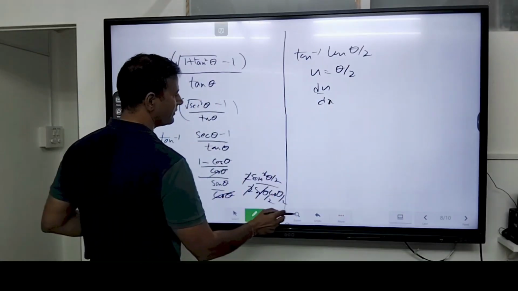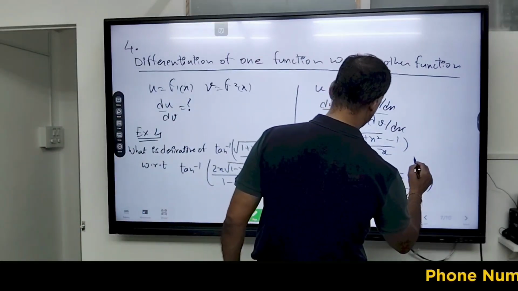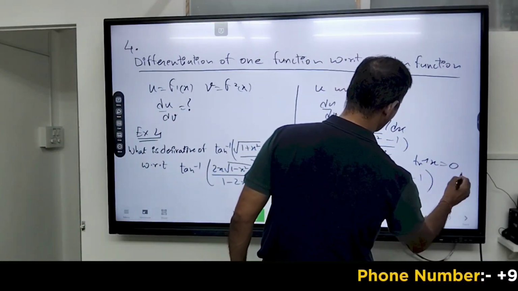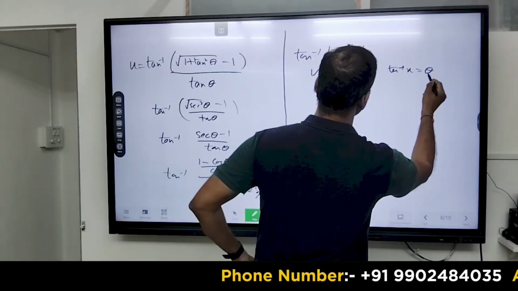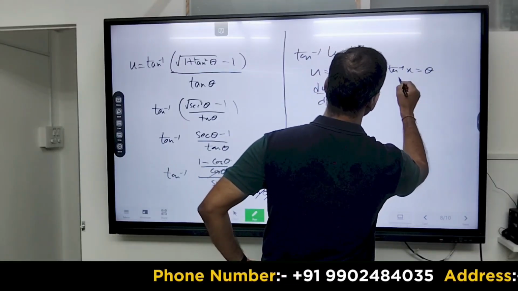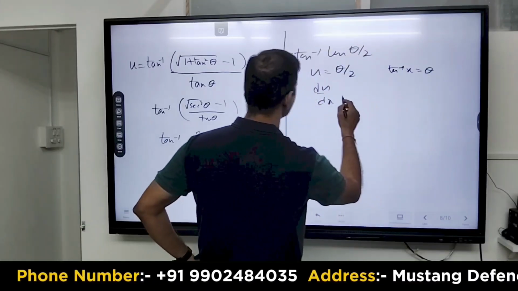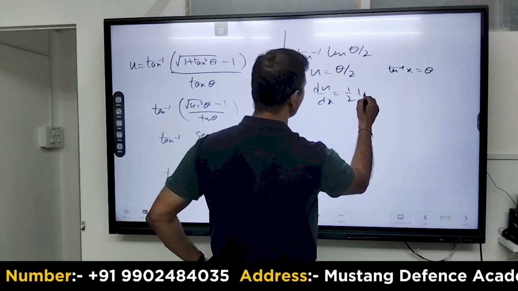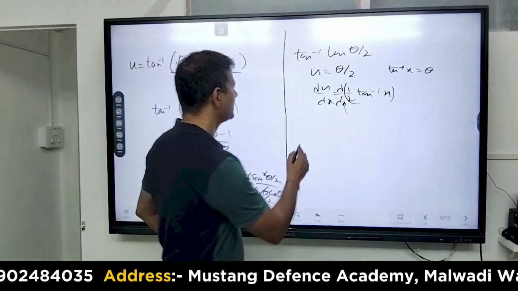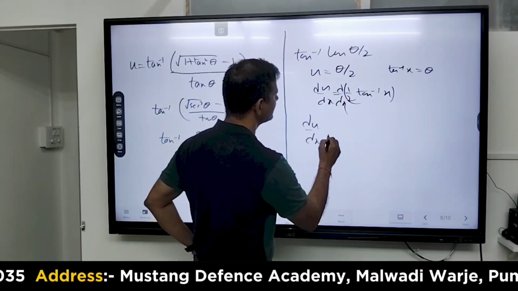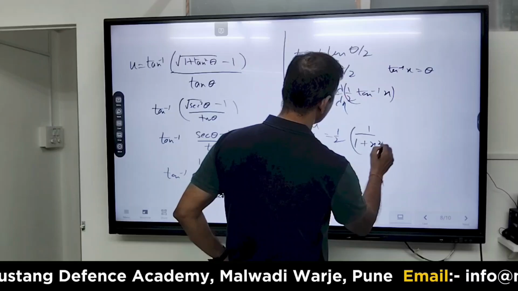So if we have taken the substitution as x is equal to tan theta, so tan inverse of x is equal to theta. So theta by 2 is 1 upon 2 tan inverse of x. So u is equal to 1 upon 2 tan inverse of x. Now we differentiate, so du by dx is equal to 1 upon 2 into 1 upon 1 plus x squared.